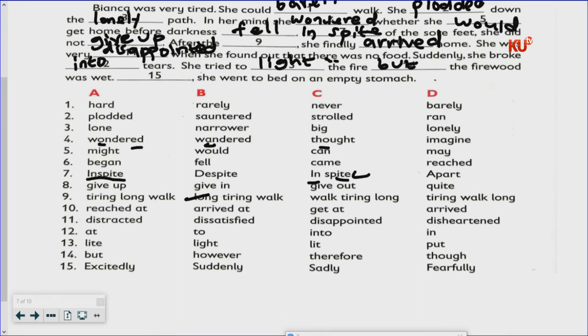Dash, she went to bed on an empty stomach. Excitedly? It cannot be excitedly because of logic. Suddenly? It was not sudden. Sadly, yes. Fearfully? It was not fear. So the correct emotion there is sadness. So sadly, she went to bed on an empty stomach.